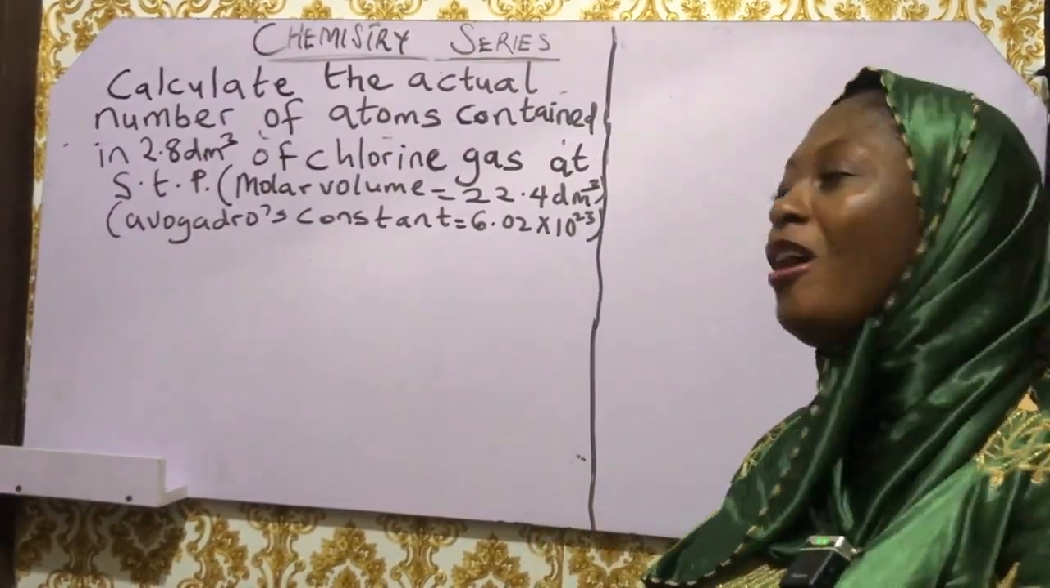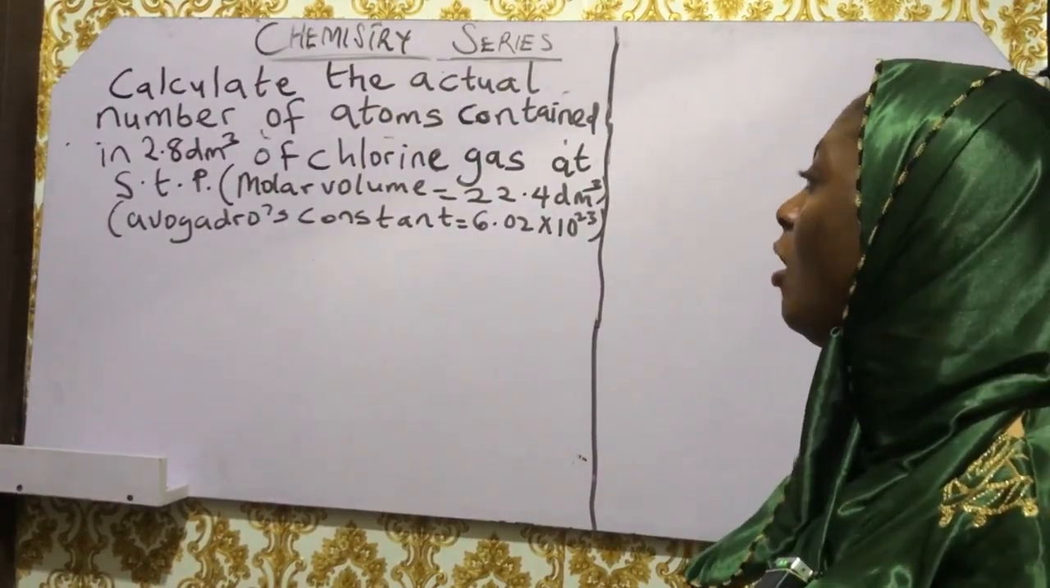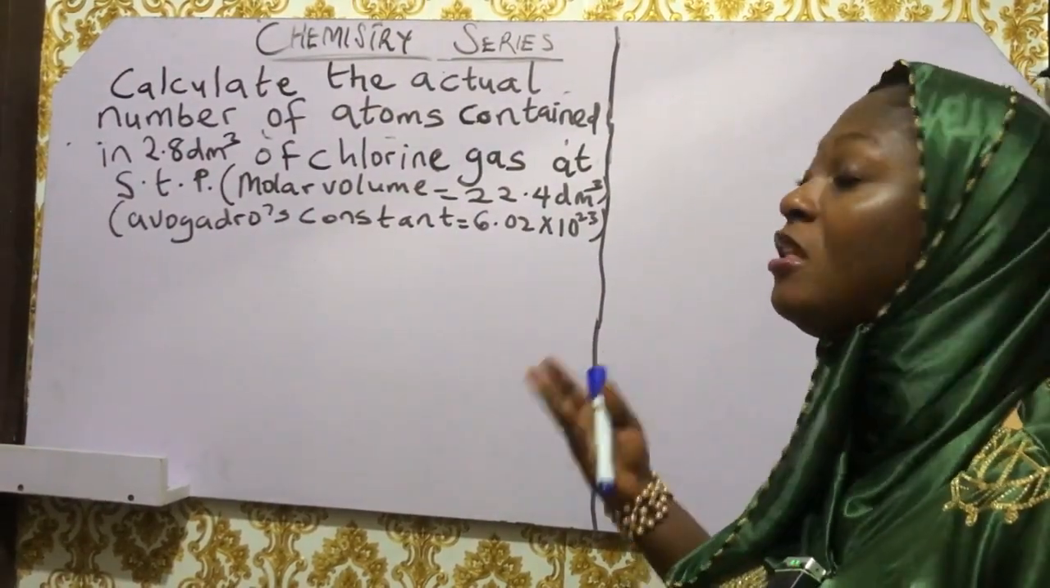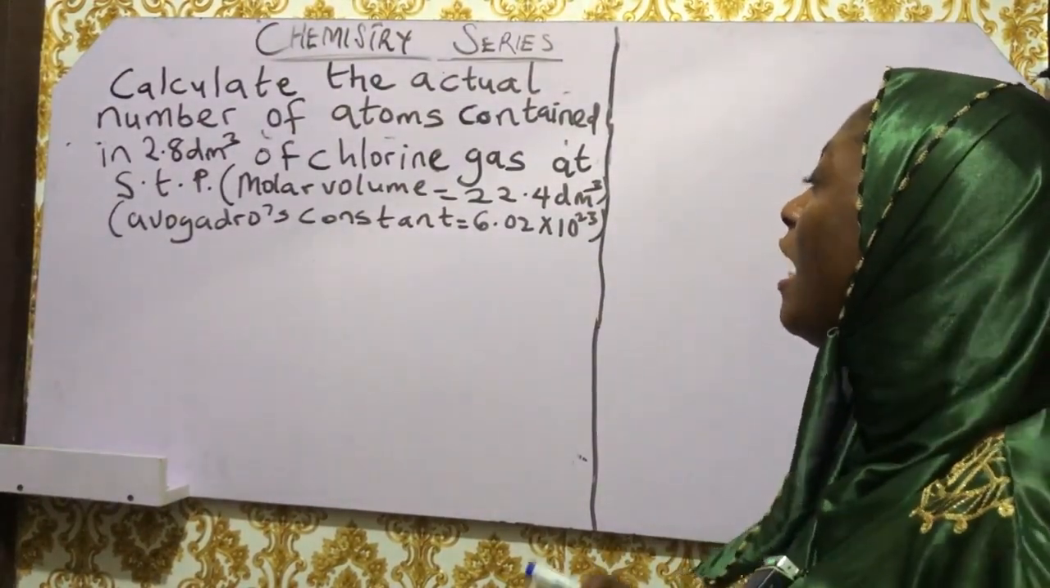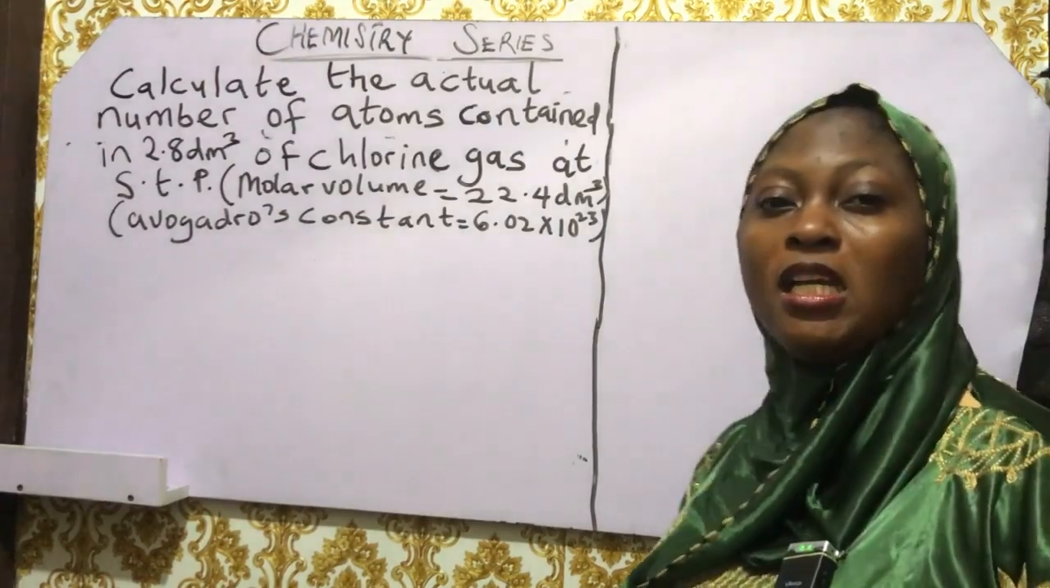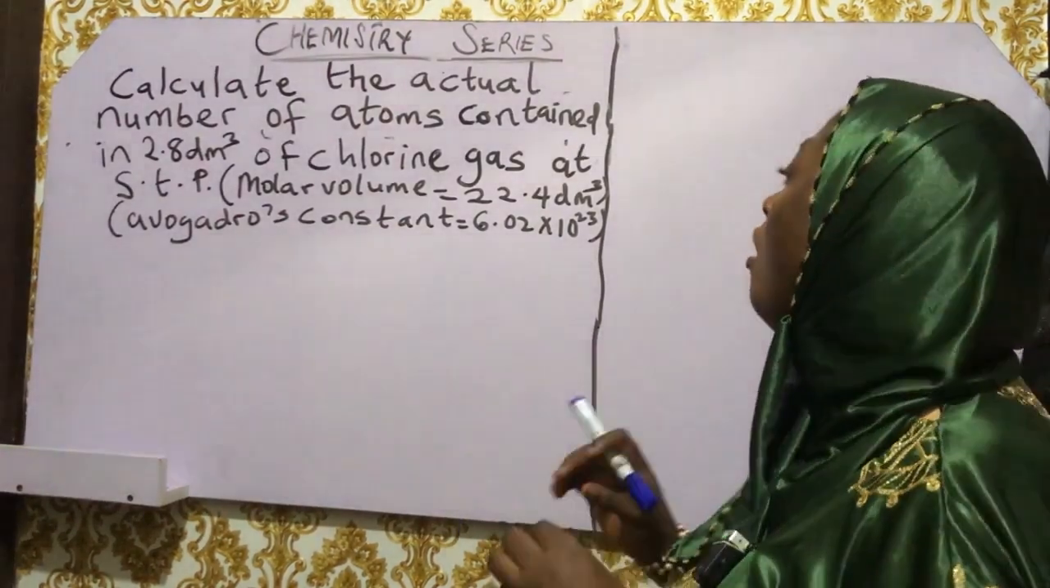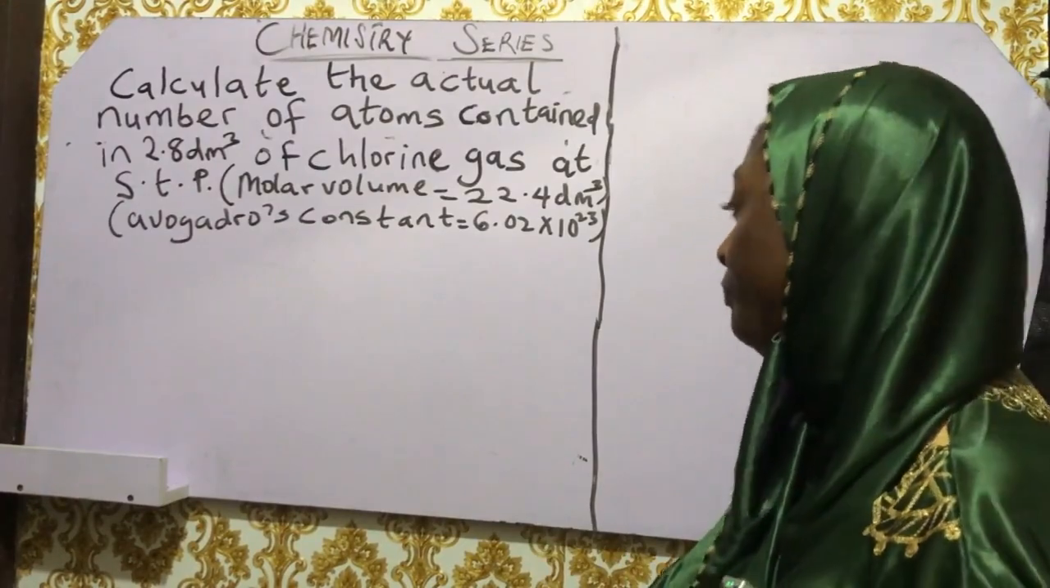In today's class, we are going to be solving a question on number of atoms using the molar volume of a gas. We have a question on the board. Calculate the actual number of atoms contained in 2.8 dm cube of chlorine gas at STP.